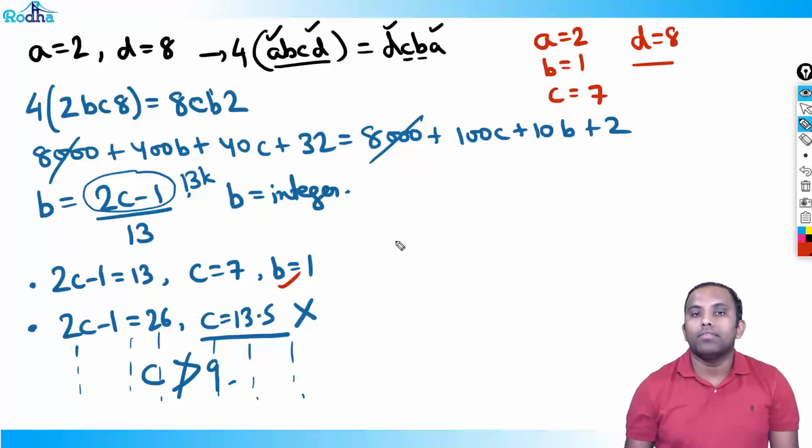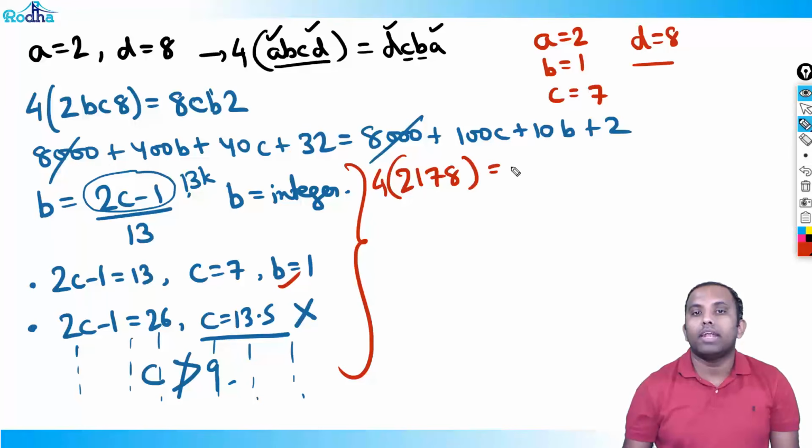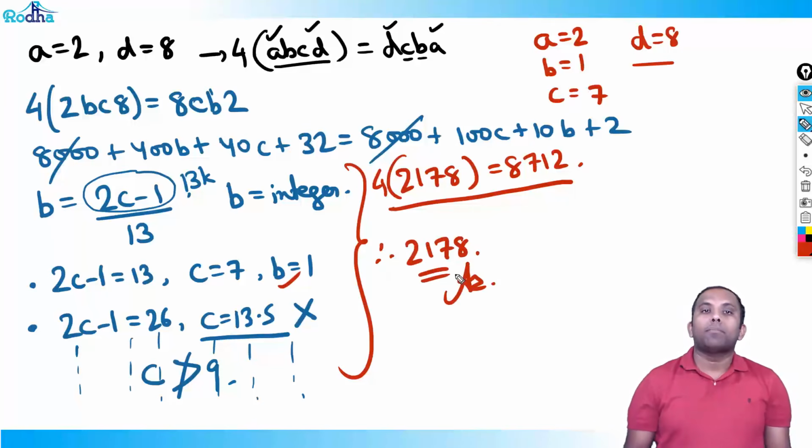So our number becomes 2178. That multiplied by 4 becomes 8712. This is what we were searching for. What is the number? One number is 2178. This is the answer. So an absolutely super question, very good question, right?